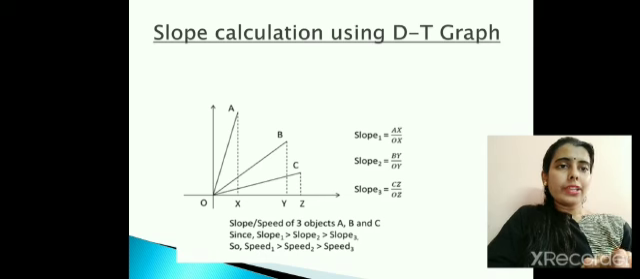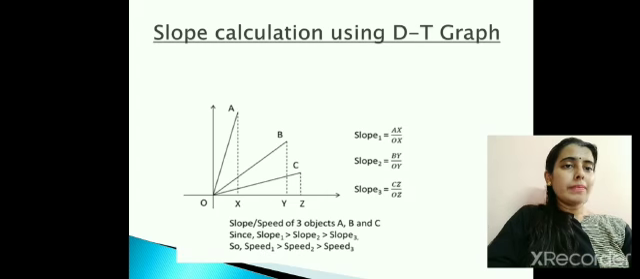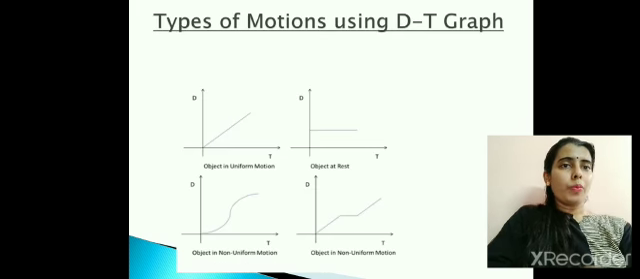Here, like this, at point A, they have taken the distance AX divided by OX. This is the slope. If I need to find the slope at point B, this is BY divided by OY. So here I can say slope 1 is greater than slope 2, which is greater than slope 3. It can be done by simply putting in the values. Distance divided by time gives us the slope.